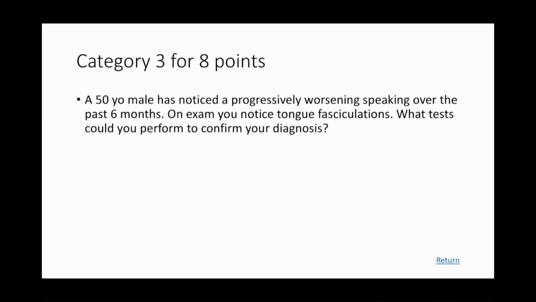50-year-old male, progressively worsening speaking over the past 6 months. So what muscles are now affected? The muscles around the mouth are called corticobulbar involvement, problems with the lips and moving. Tongue fasciculations. So what diagnosis do you think this person might have? What are you thinking? ALS? What else? So what do you want to do?